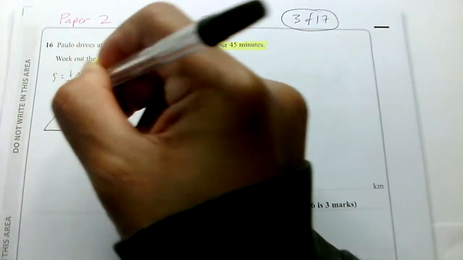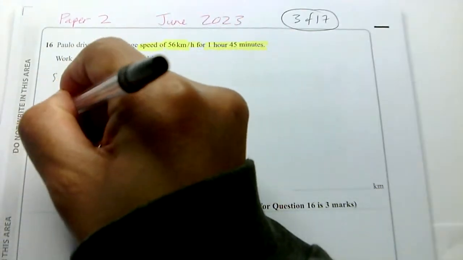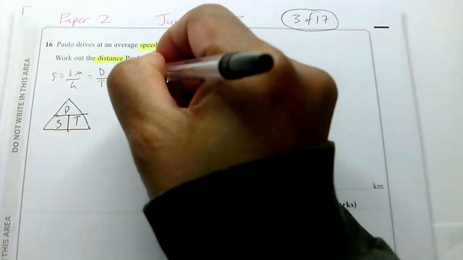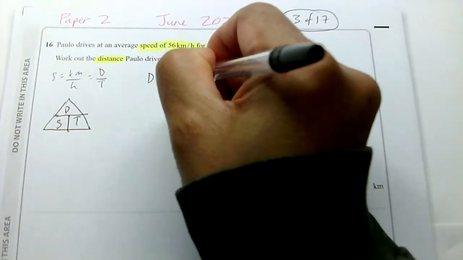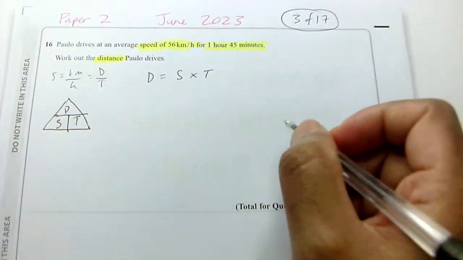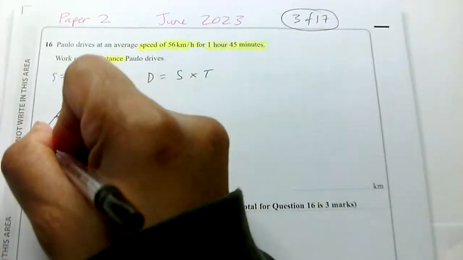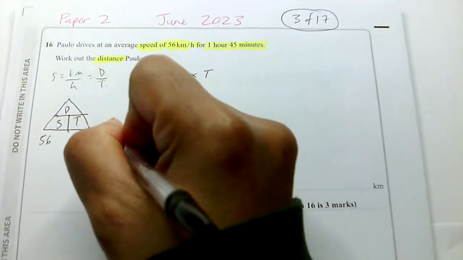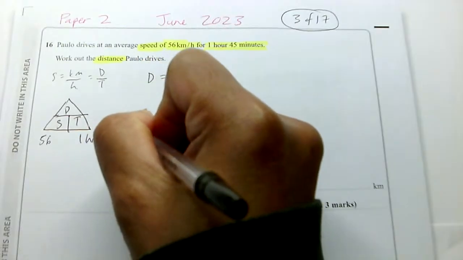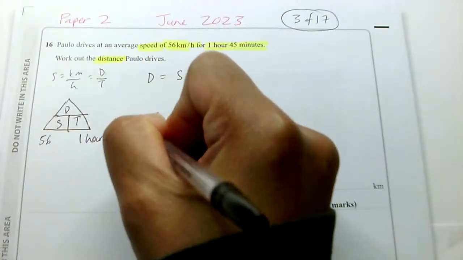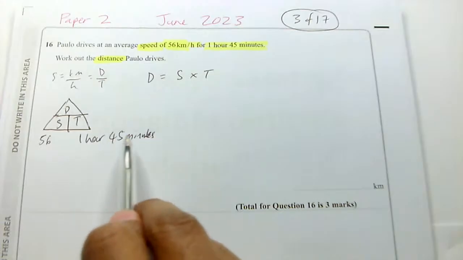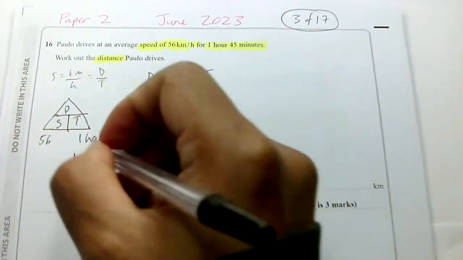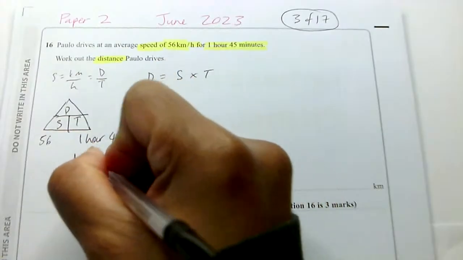So step 1, I have to remember my formula, speed, distance, time. I'm working out my distance. So my distance equals speed times time. Now my speed is 56 and my time is 1 hour 45 minutes. Now they are in different units. How do I make them the same? So what I'm going to do is keep 1 hour as it is plus 45.